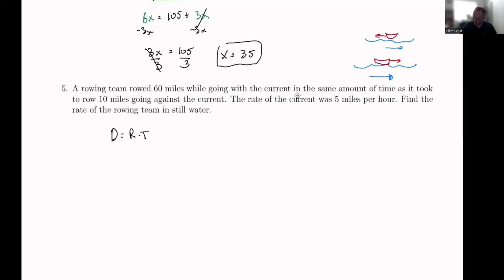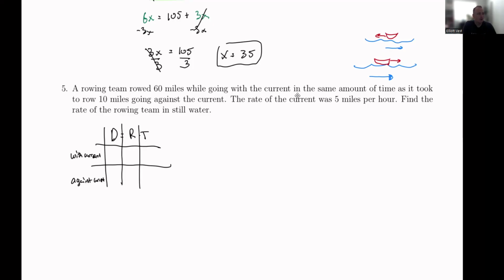So here, we have a rowing team. It's the same team, same people. So there's with the current, we're going a certain distance, a certain rate, a certain time, and against the current. All right.